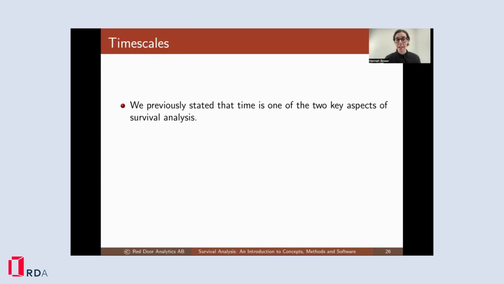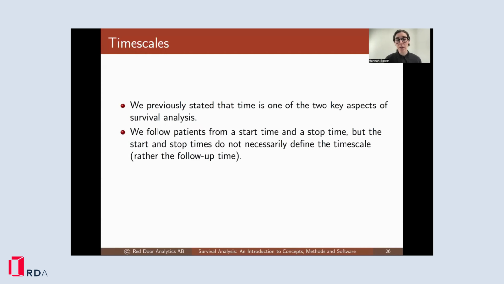So we previously stated that time is one of the two key aspects of any survival analysis, where we always follow patients from a start time until a stop time. But note that the start and stop times do not on their own necessarily define the timescale. They rather define the follow-up time. In order to define a timescale, we also need a time origin, and by that I mean when time is equal to 0 for defining the timescale.